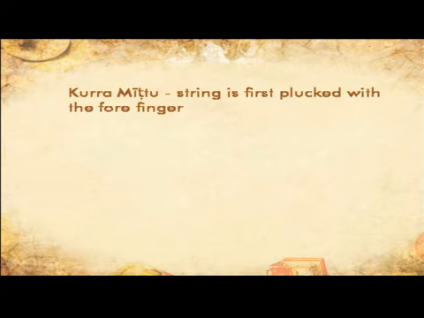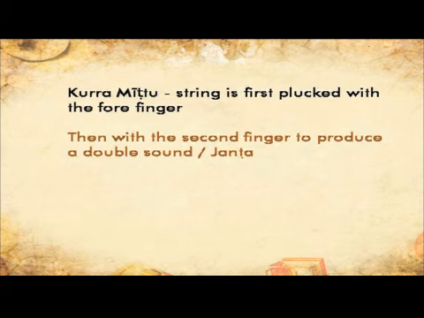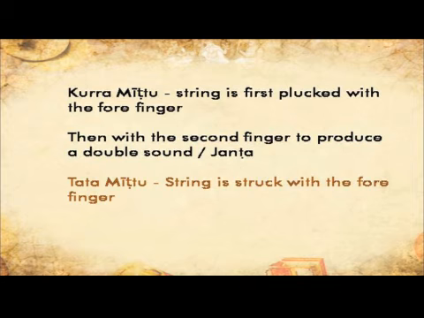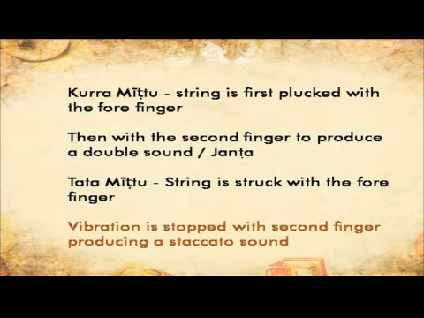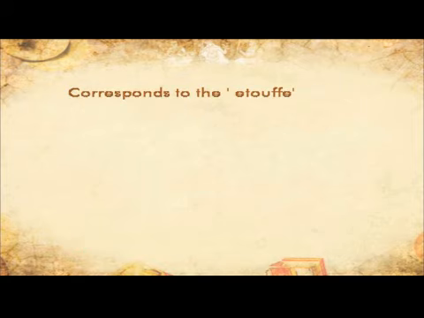Kurameet, where the string is first plucked with the forefinger and then again with the second finger so as to produce a double sound or janta as it is so called. In another variety, the string is struck with the forefinger and the vibration is stopped with the second finger so as to produce a staccato sound. This corresponds to the etophy and is called tatamite.